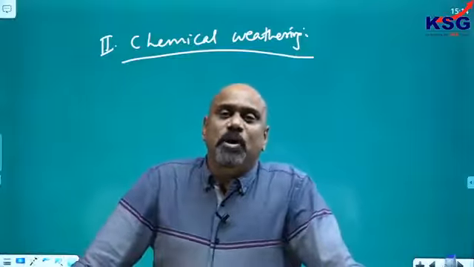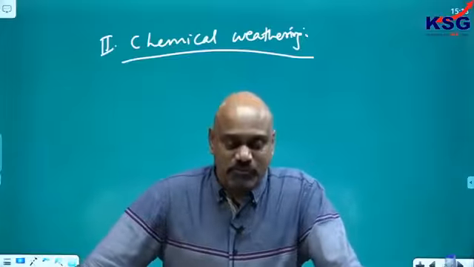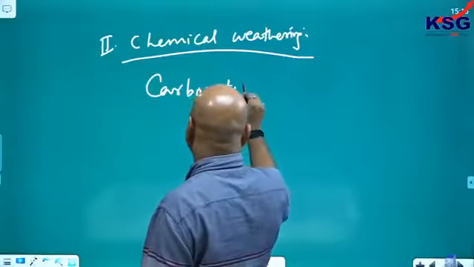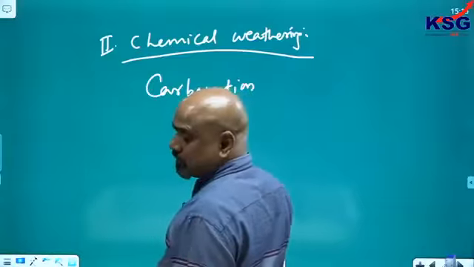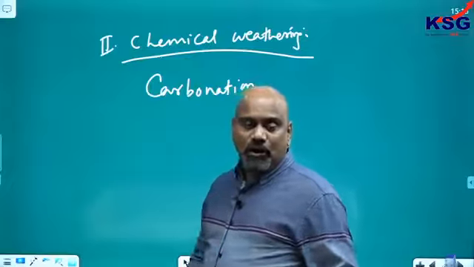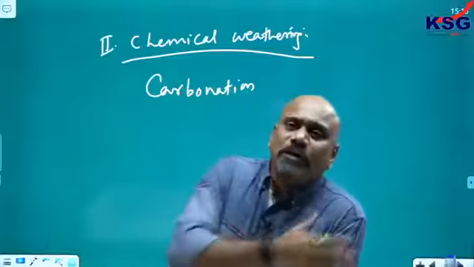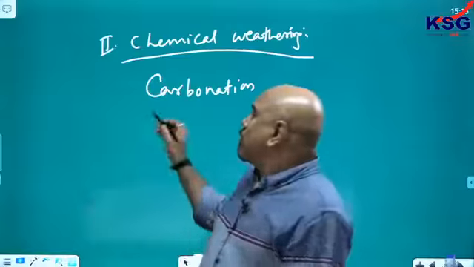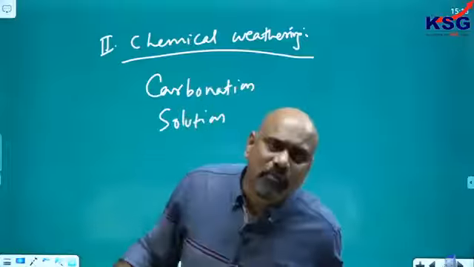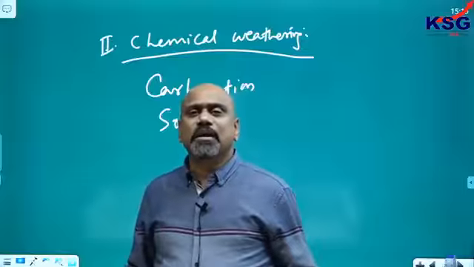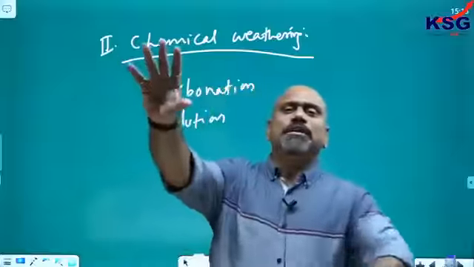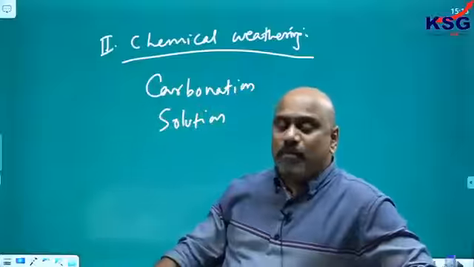Chemical weathering is nothing but disintegration and decomposition of the rocks due to chemical reaction, chemical action. Like you have carbonation, a very good example. In a chalk or limestone rich region, you pour water into it. Solution: the material gets dissolved. If you pour water into salt or sugar, it dissolves. In the limestone rich region there is cavity formation, a very good example of chemical weathering.